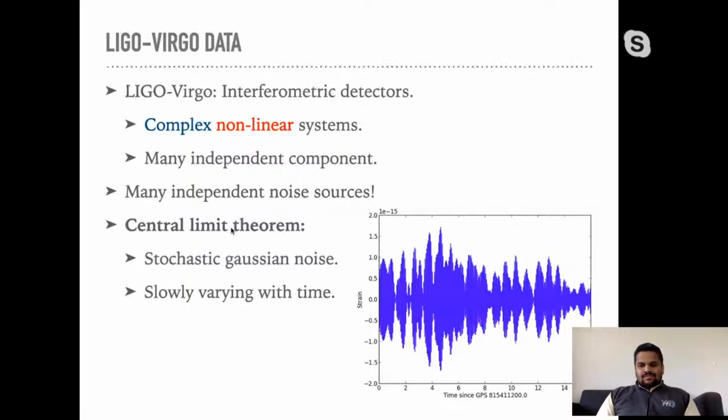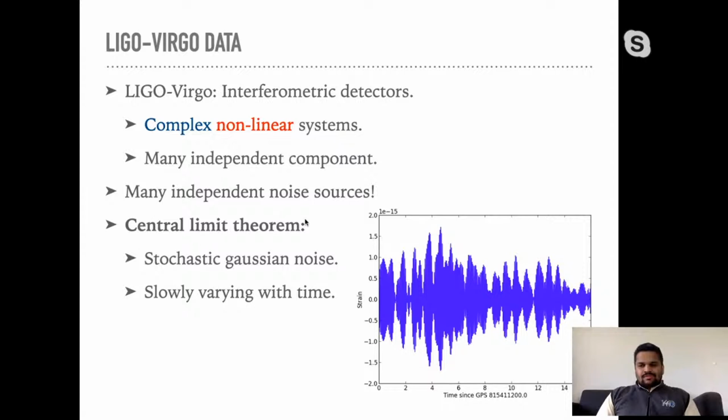So with the central limit theorem, LIGO Virgo has many complex systems which are nonlinear and work together, and they come up as independent noise sources. There are some correlations, but then we can just count and consider independent noise sources and talk about those. And there are still many.